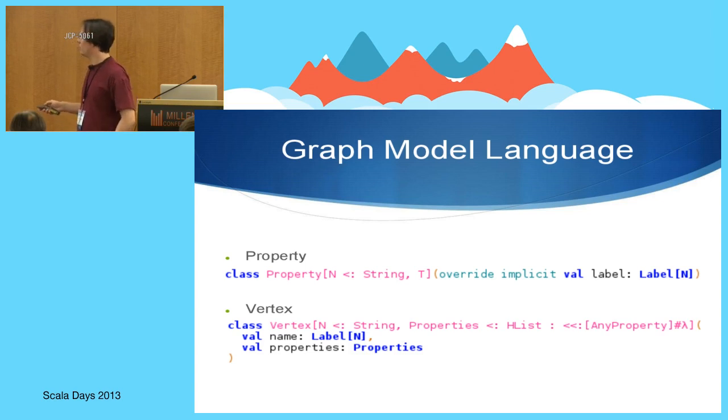Then we define here the class, the basic type for the vertex. So same thing, there is a name for the vertex. And then there is a list of properties. So here we are using HList. For those who are not familiar with this data structure, it's basically, for example, if you create a list, and inside the list you put one string, one integer, one long, the inference will give you a list of Any.